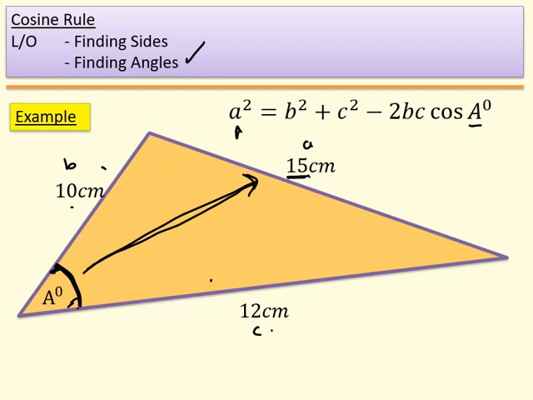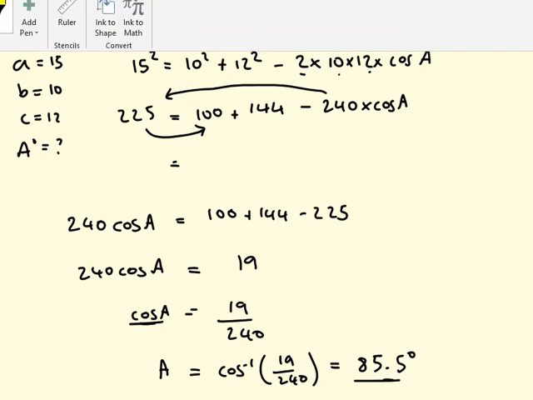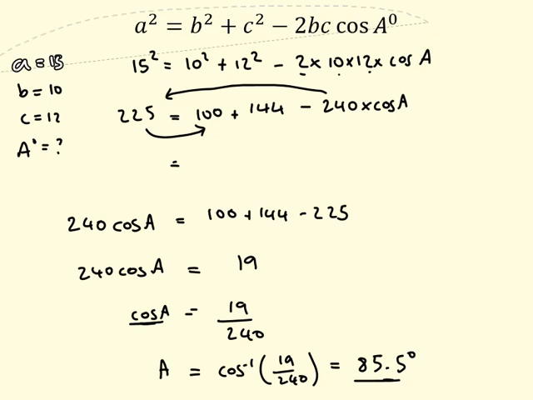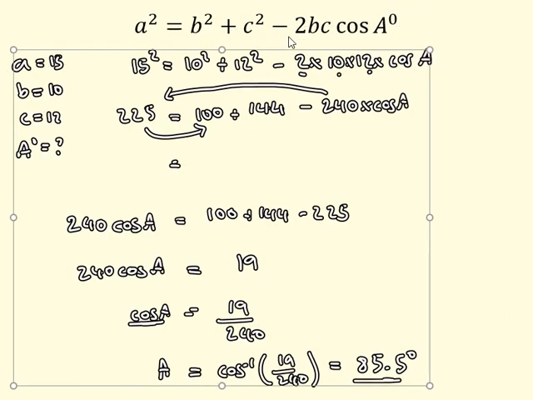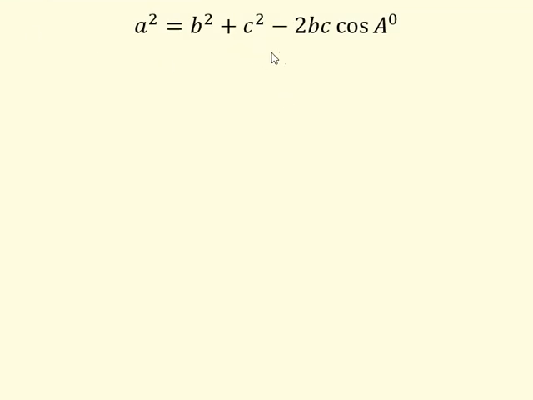So that's one option, and then you had to do all this rearranging to get the actual cos A on its own, and then do cos to the minus 1 and get that angle. But what I'm going to teach you now is a formula that you can just remember, and it will be easier. And this is how you get the formula first of all. So this is the other version of the cosine rule.